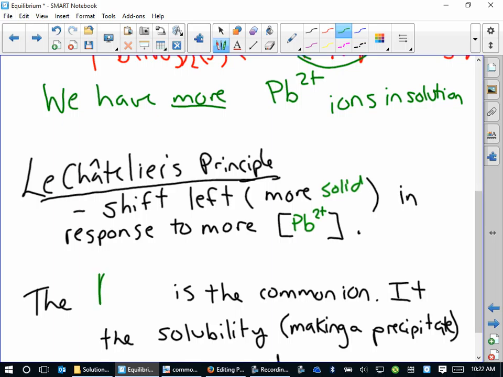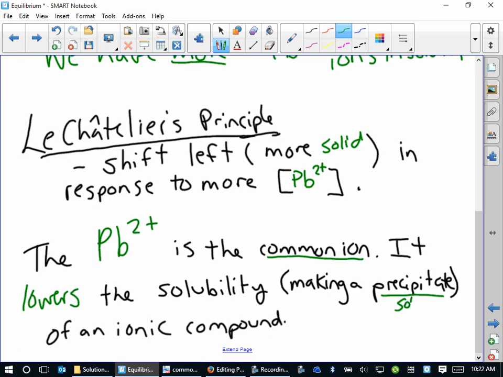The Pb2+ is the common ion. It lowers the solubility, because all of a sudden now we have more solid, less solution, and makes something called a precipitate. That is just a solid in solution. Okay? So a common ion lowers the solubility of an ionic compound. That's the whole idea here. When we add something that's already in solution, it's actually going to lower the solubility.